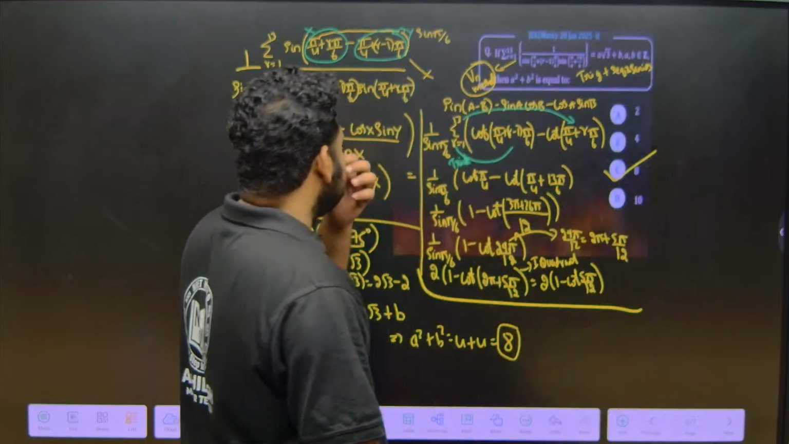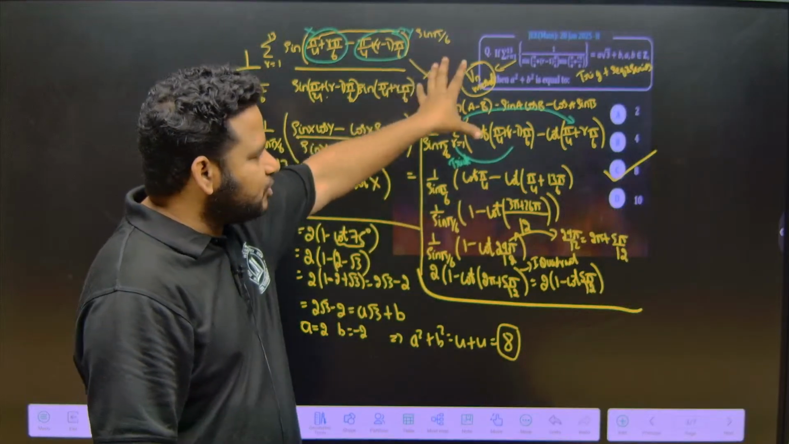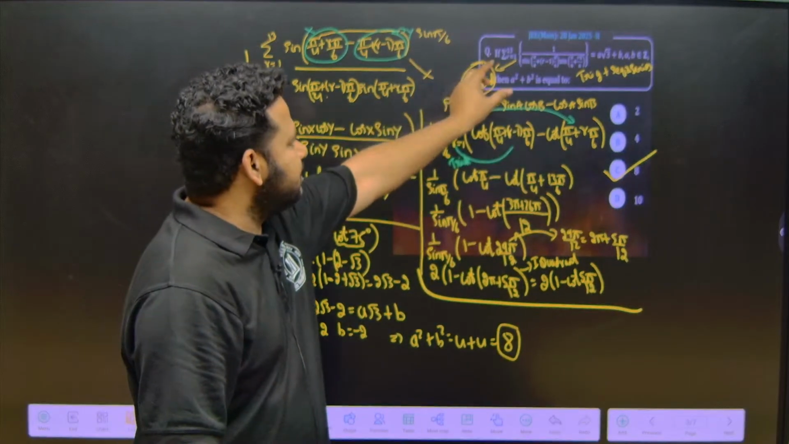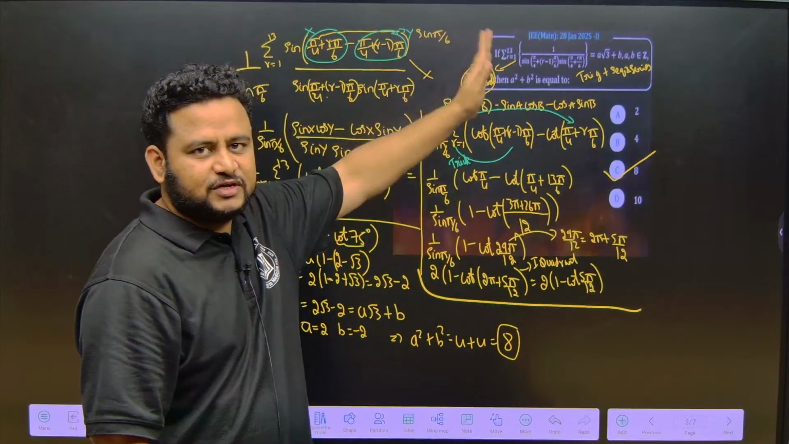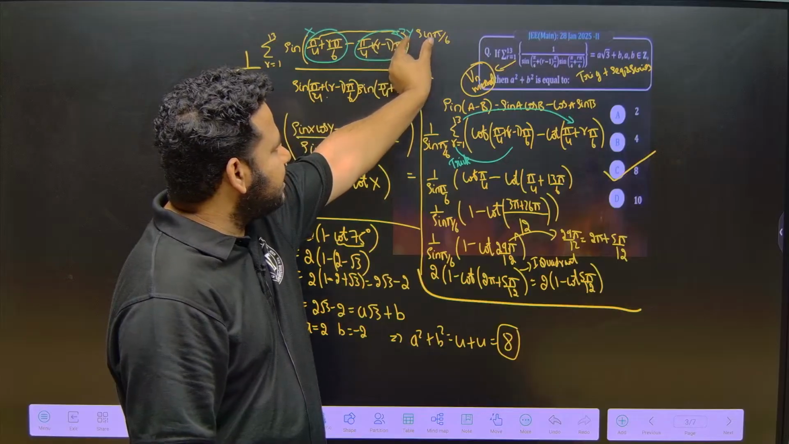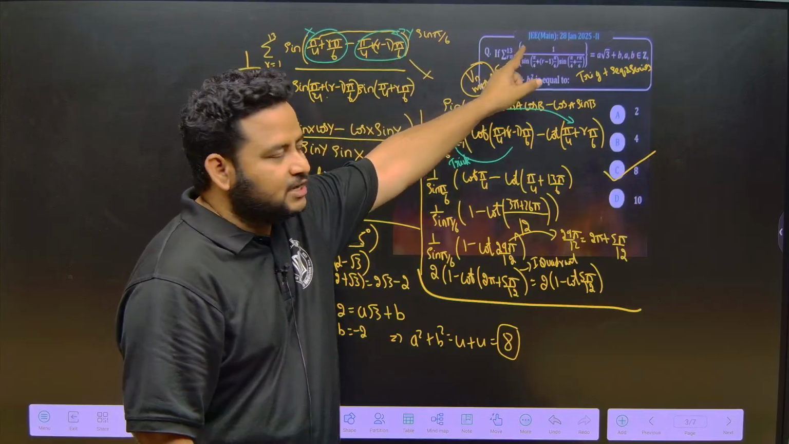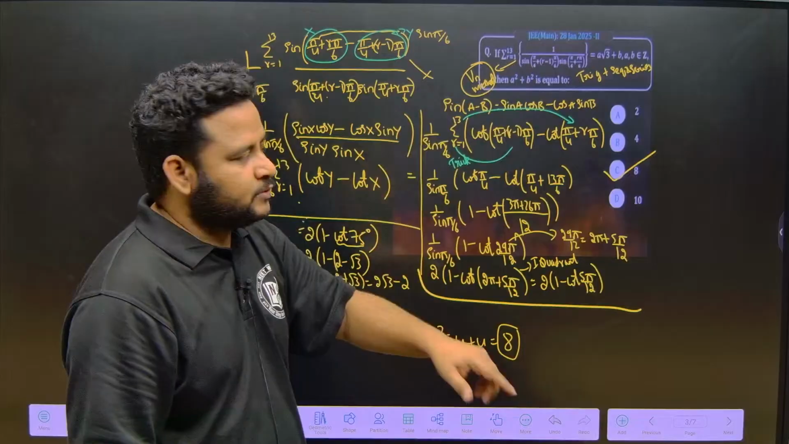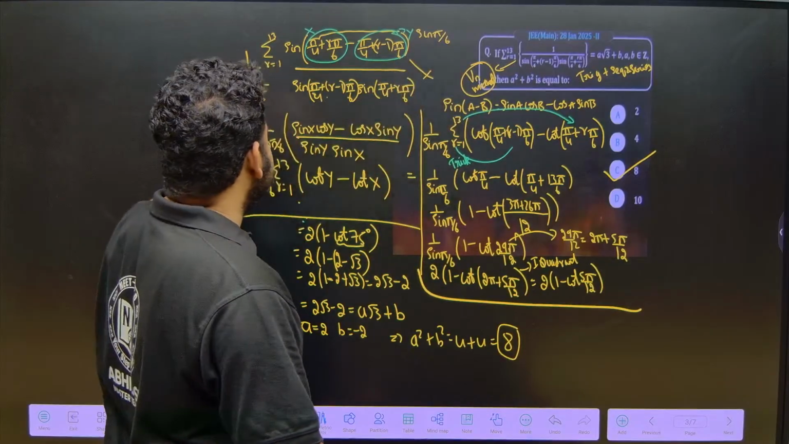Next, this is the concept of trigonometry and sequence and series. Here the numerator I wrote in terms of sin. When I write it, I get an extra thing, sin pi by 6, but I want only 1 as the numerator. So if I want 1, I have to divide by sin pi by 6, that is what I did.